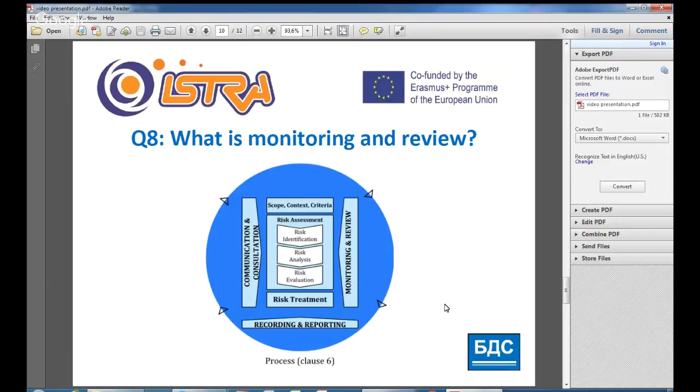Both the risk management framework and the risk management process should be monitored and reviewed on an ongoing basis. The investment in monitoring and review of the risk management framework is the best way to provide quality assurance of the risk management framework and the process.